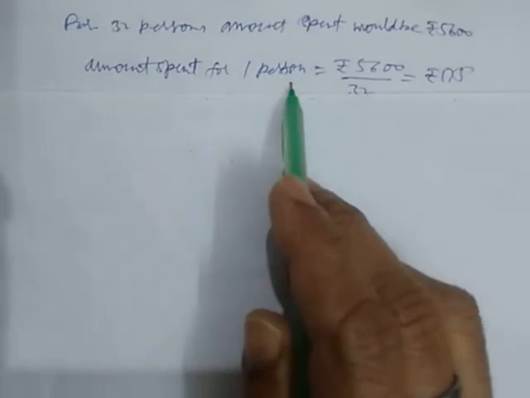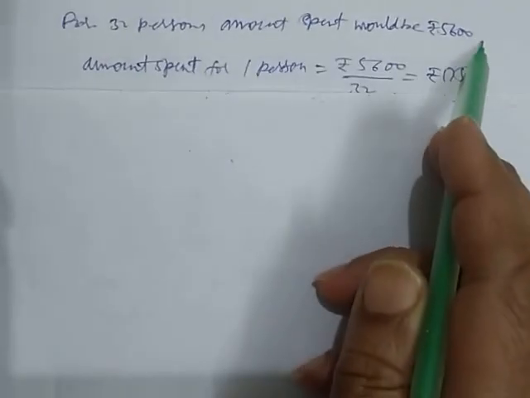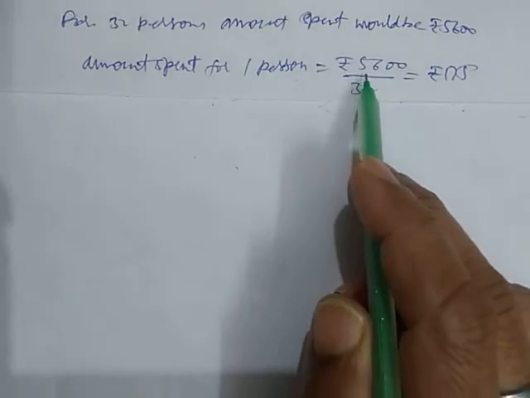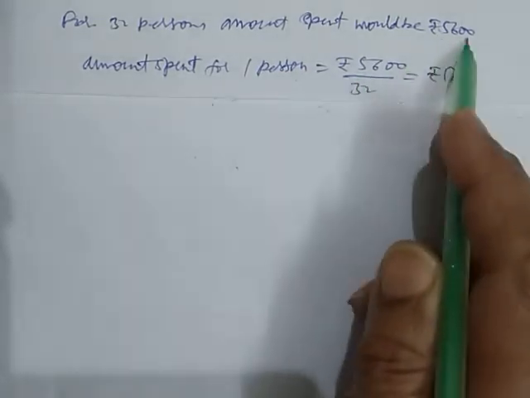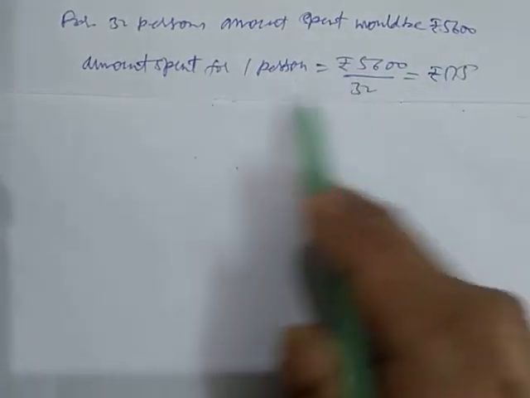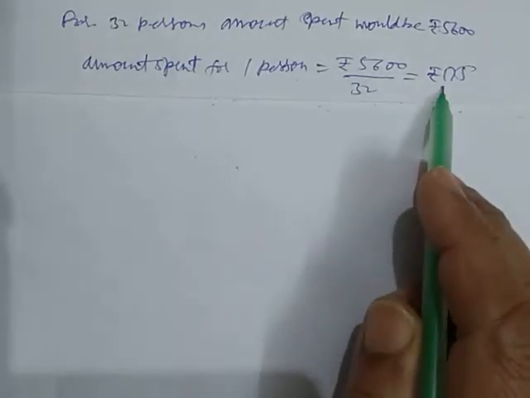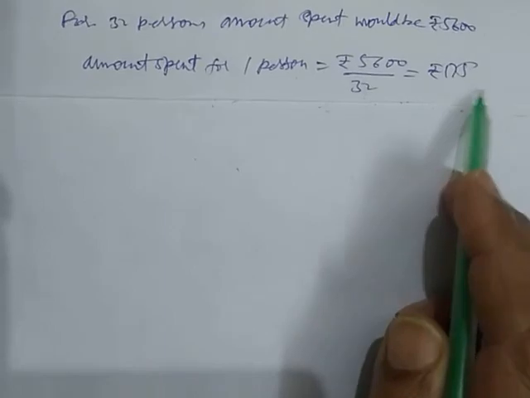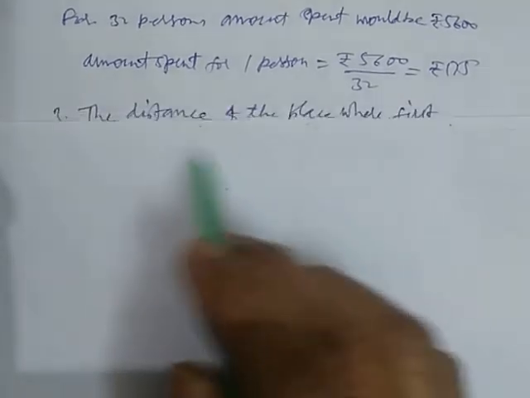The amount spent for one person: this amount is the total and the persons are 32. So by dividing this by 32 we get the one person amount. Dividing by 32 we get rupees 175. This is the amount for one person.